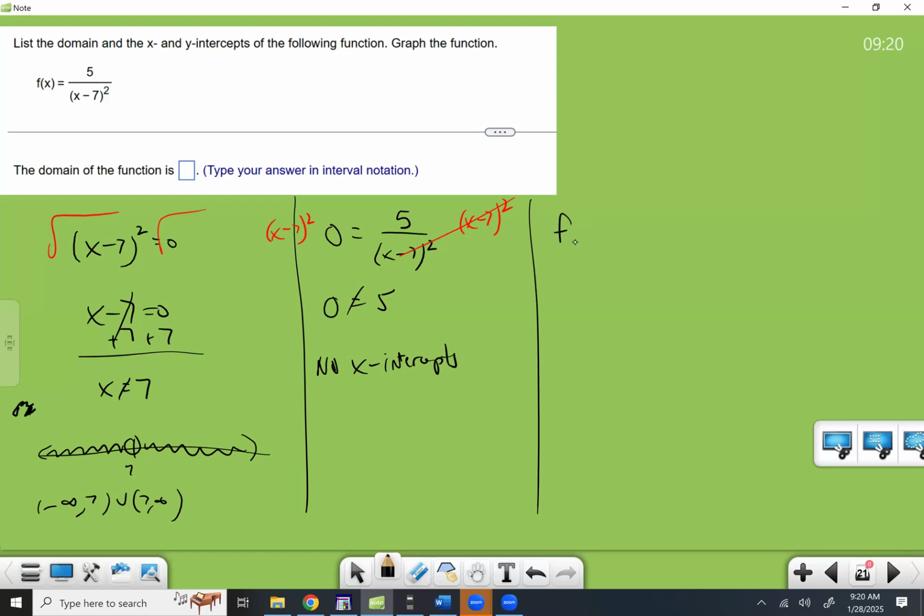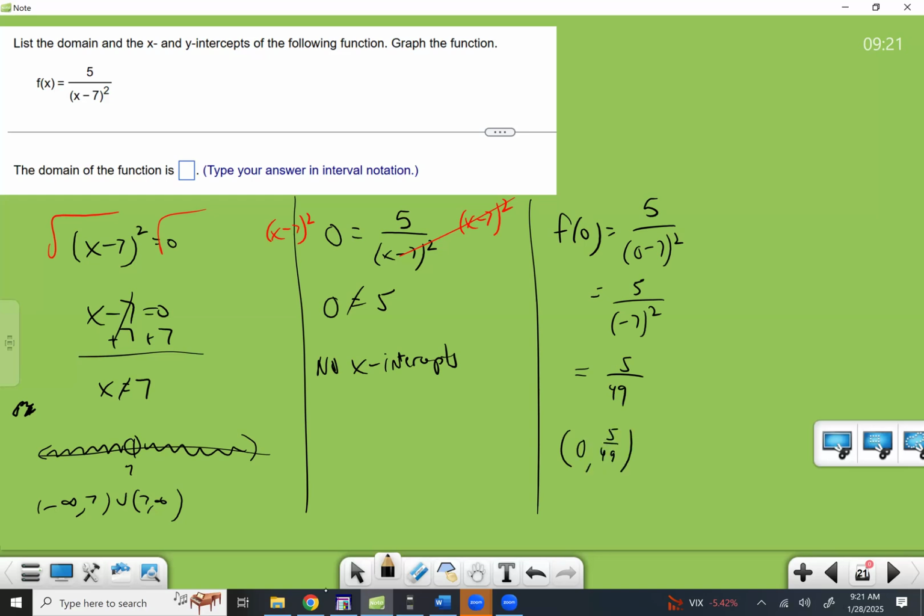Now for the y-intercepts, instead of letting the y be 0, we're going to let the x be 0. So f of 0 equals 5 over 0 minus 7 squared. Well, 0 take away 7 is just negative 7. And negative 7 times negative 7 is positive 49. So our ordered pair is going to be 0 for the x and 5 over 49 for the y.